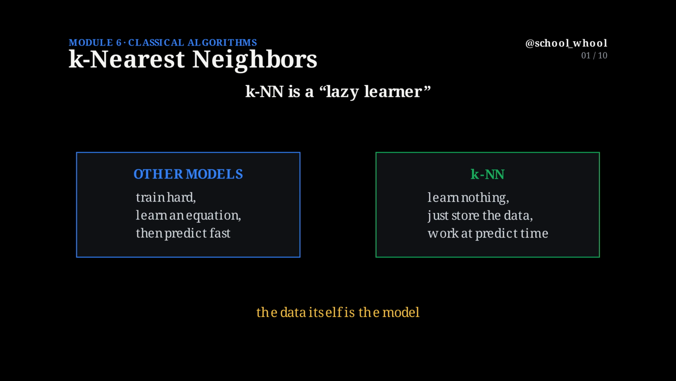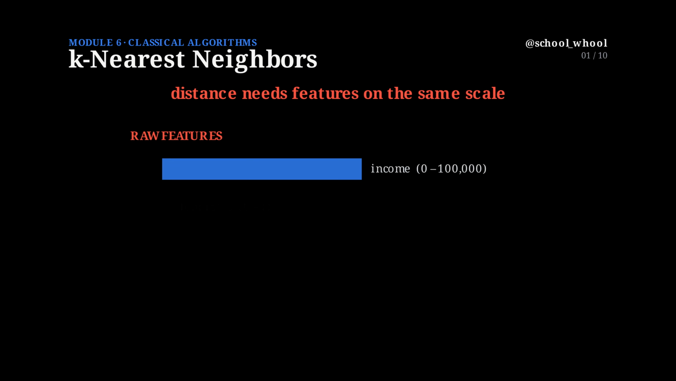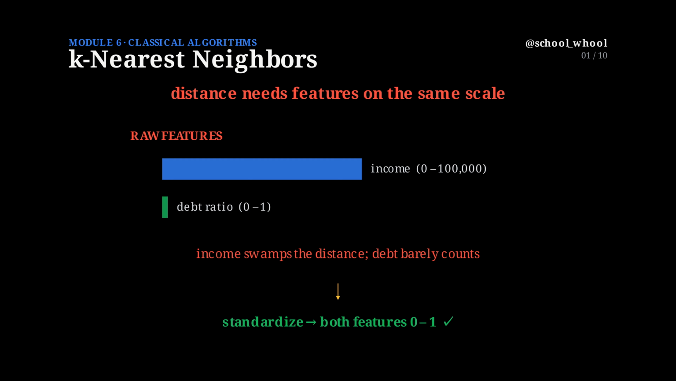One important warning: distance depends on the scale of your features. If income is in dollars but debt is a small ratio, income's big numbers will swamp the distance, and debt will barely count at all. So before using KNN, we scale every feature to a comparable range. Exactly the standardization we learned back in Module 4.